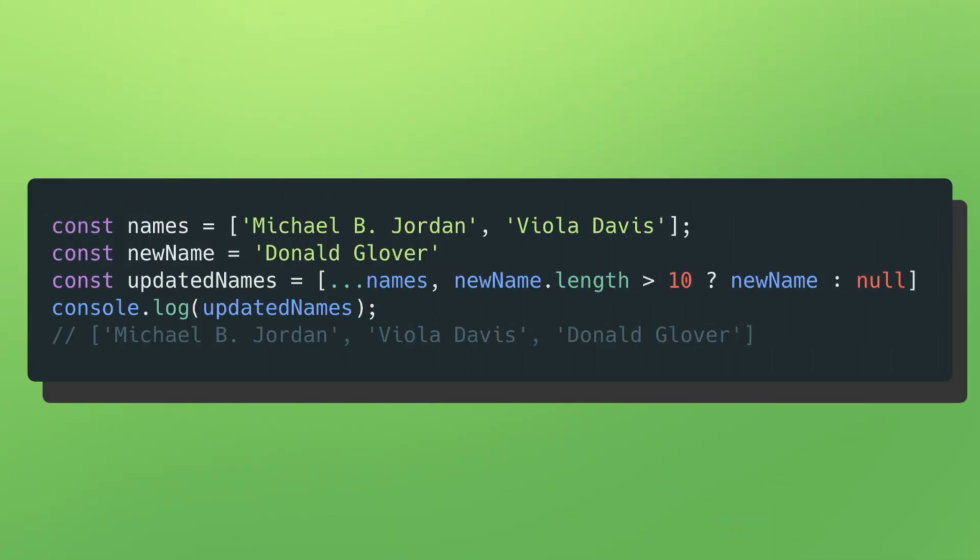I'm going to show you a couple of extra examples where we can use ternary operators. So in this code block, I have a constant called names.